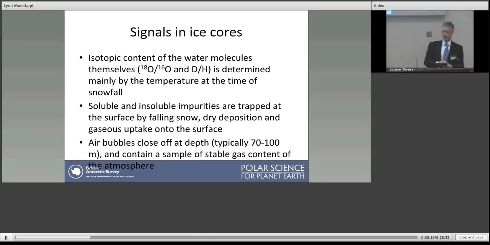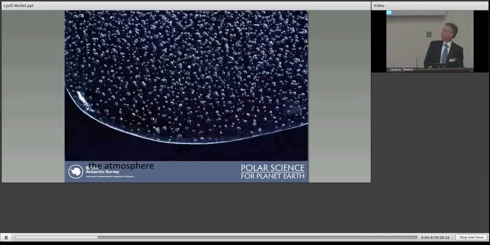And then finally, there's the very special part of ice, which is the air bubbles, which only close off at depth. It's just a porous medium down to, say, 70 or 100 meters. When those bubbles close off, they're like a container, and whatever's in them, which is all the stable gases in the atmosphere, will be a sample of the air at the time, which, if dealt with carefully, is just as good a sample as if you went out and took a canister right here and measured the contents of it. Here are the bubbles. They're a few tenths of a millimetre across, in cross section.